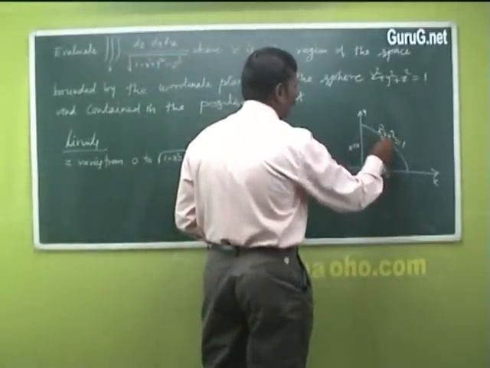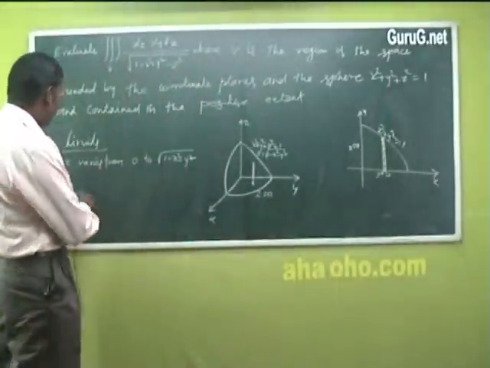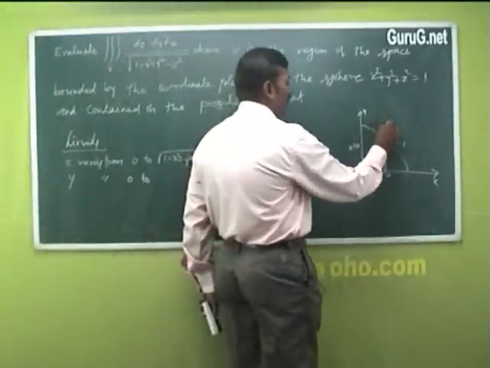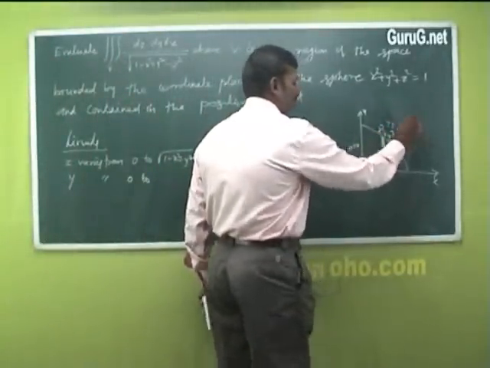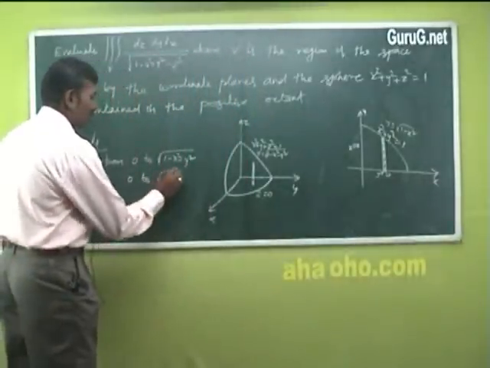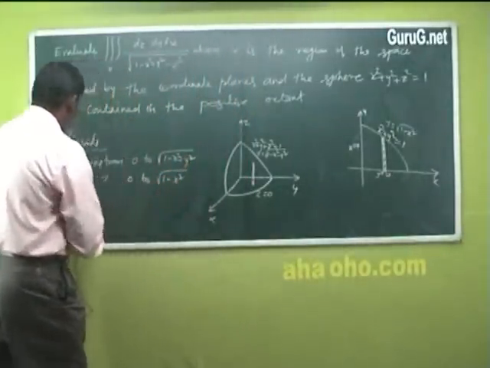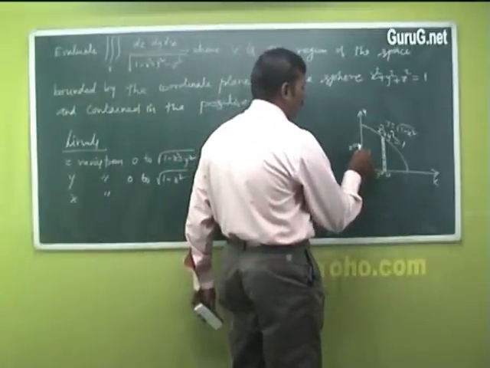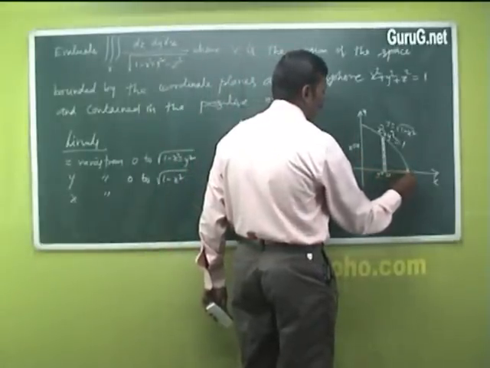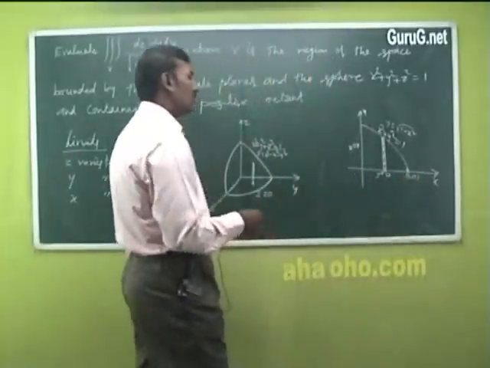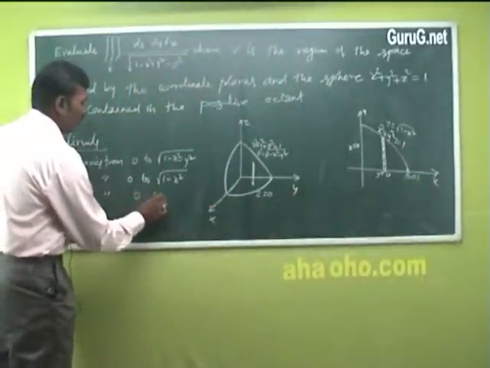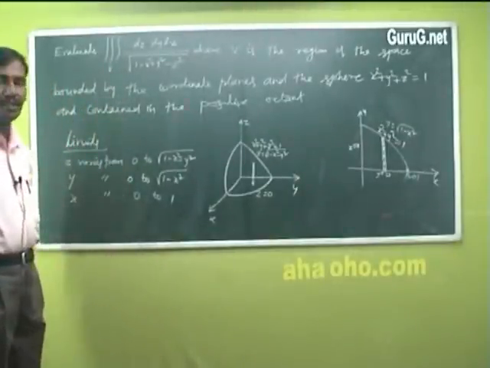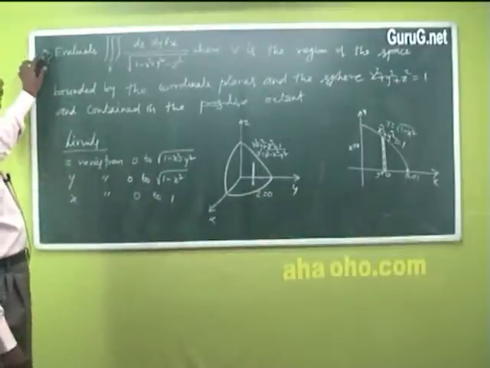Vertical strip drawn, and y varies from 0 to root of 1 minus x square, right? So 0 to root of 1 minus x square, and then x varies from... when the vertical strip moves left to right, at this point the value of x is 0, and moving right, this point is 1, 0. So x varies from 0 to 1. Now our limits are written. Now substitute in this and then usual integration. Clear?